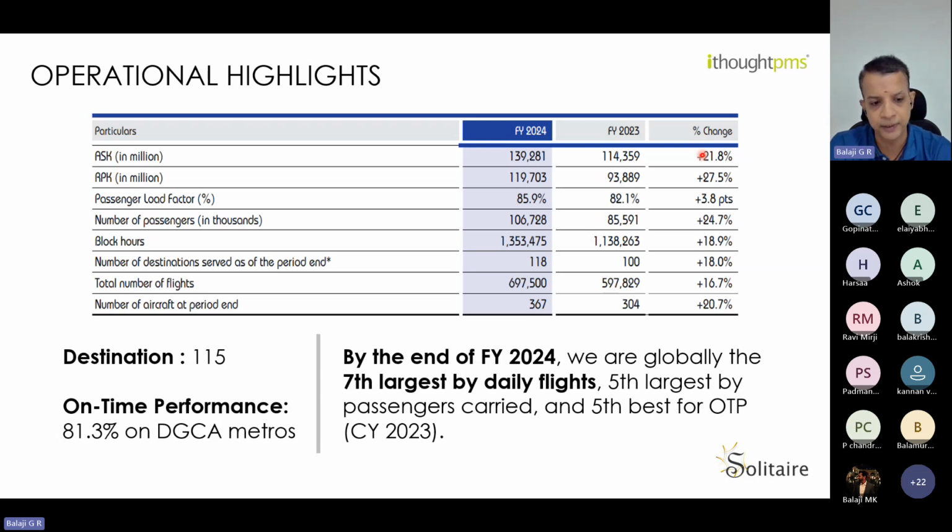And if you look at operations, on-time performance, generally Indigo tends to be the best, and I'll share some statistics data from DGCA. By end of 2024, very interestingly, Indigo became the 7th largest by daily flights, 5th largest by passengers, and 5th best by on-time performance. So clearly, in a lot of scale, Indigo is becoming global top 5, top 10. And if you look at market cap, which is one of our last slides, it has become one of the top 3 market cap stocks in the airline business globally.